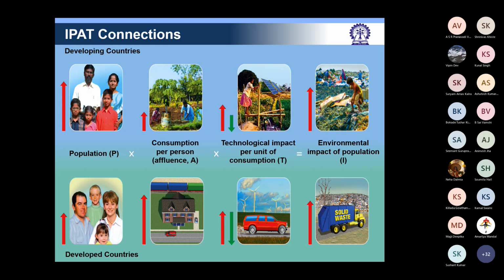Say for example, what we need to do basically is go for more green technologies to reduce the I. Because in developed countries it is very difficult to reduce the consumption per person, while in developing countries bringing about a sharp drop in population is again a challenging task. So we need to have a balance of both.